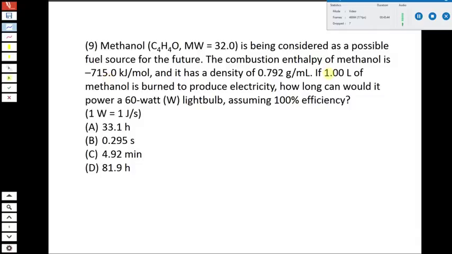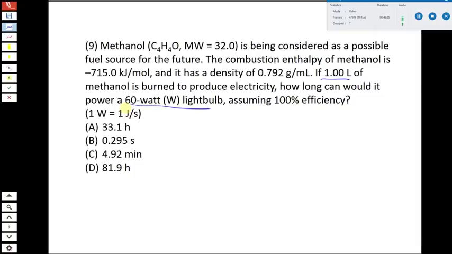And what this question is asking is if we burn 1 liter of methanol to produce electricity, how long would it power a 60-watt light bulb, assuming 100% efficiency? And the other key conversion we gave you is that 1 watt is equal to joule per second. So really, this question here sounds kind of complicated. It's like, what do we do with all this information? But it's really just dimensional analysis.